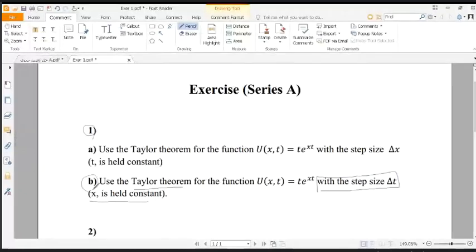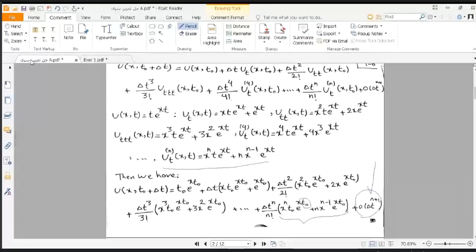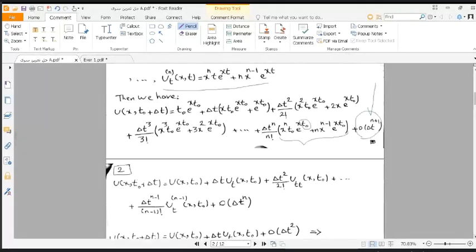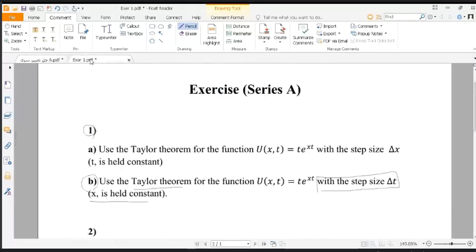Do you understand this part? Yes. Is it okay? Okay. Is it hard or easy? It's very easy, yes? Not hard. Yes. Okay. We go to exercise 2.